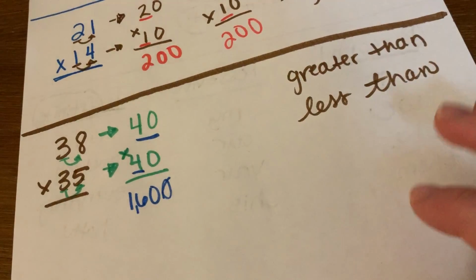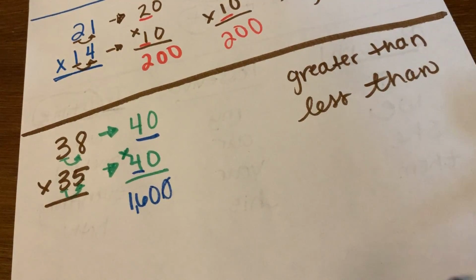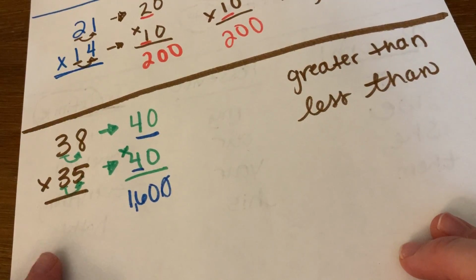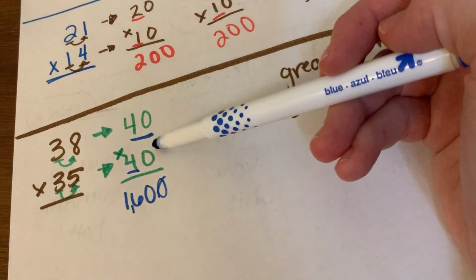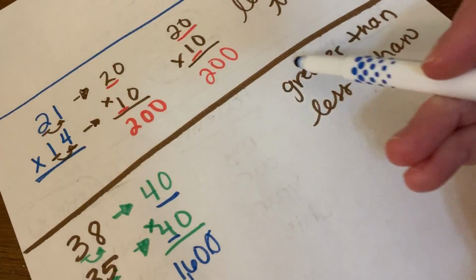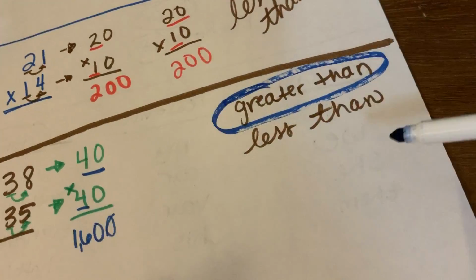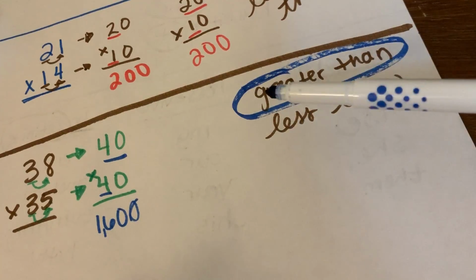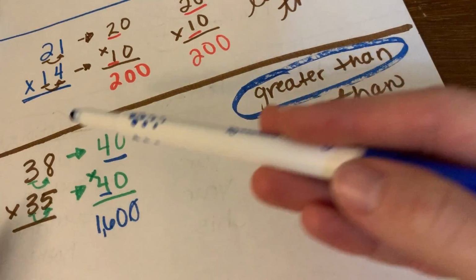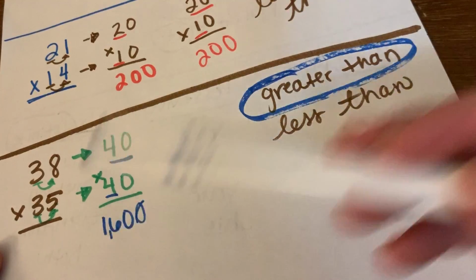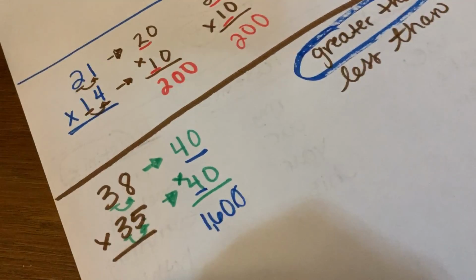So now my next question is whether or not this is going to be greater than or less than the actual answer of 38 times 35. Well, both of these numbers rounded up to larger numbers, so I safely can say that the answer to 40 times 40 is greater than the answer to 38 times 35.